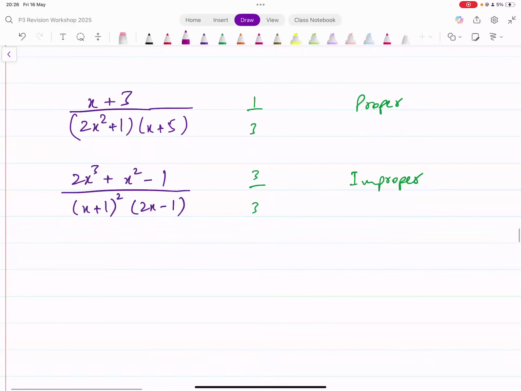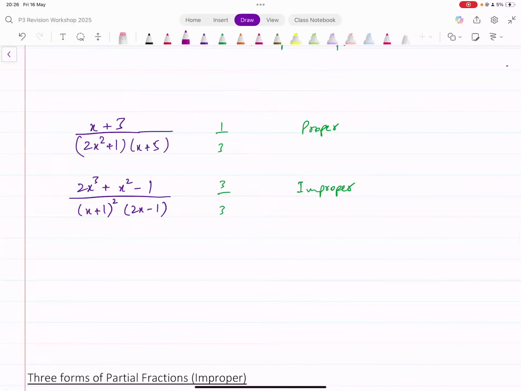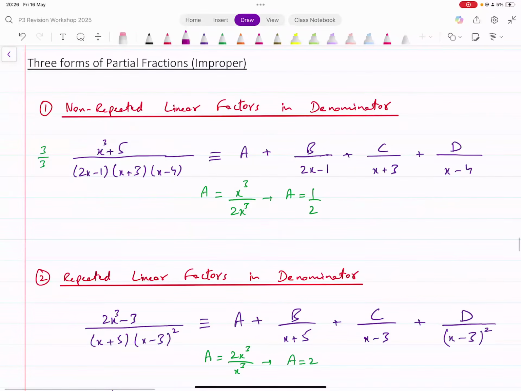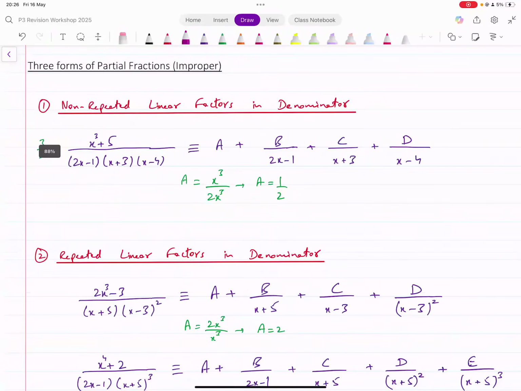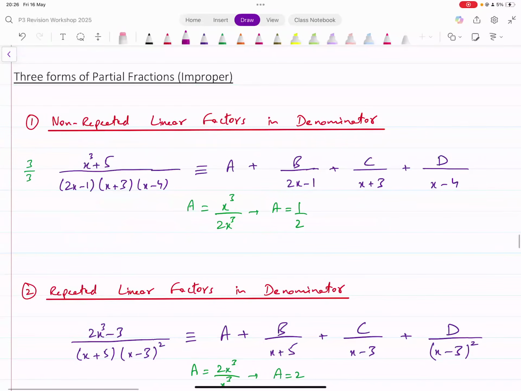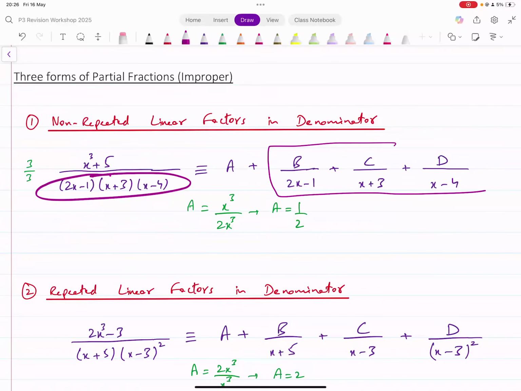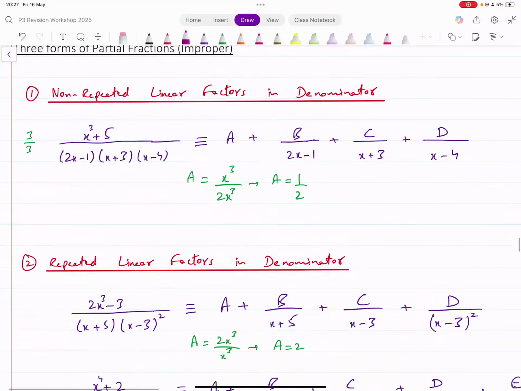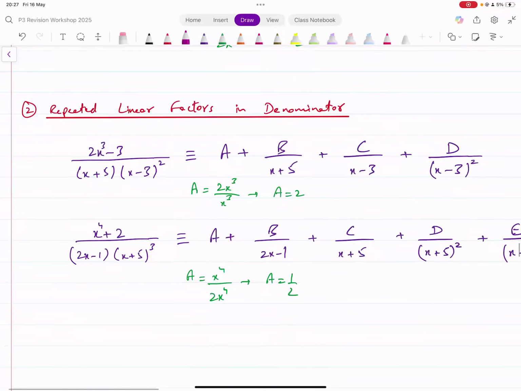Okay. Now, for improper fractions, we would not have the same forms as before. It will be slightly different. What happens is, we have another constant in improper fractions. So for non-repeated linear factors, we would still get those 3 fractions with those denominators separately, 2x minus 1, x plus 3, x minus 4. But we would have an additional constant with them like this. One additional constant. We'll have an a, and you can put that in the beginning or at the end, it doesn't matter.